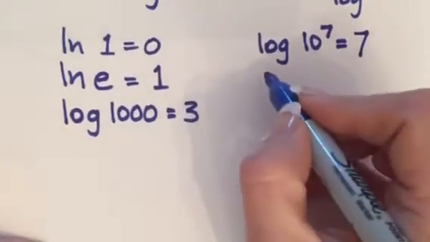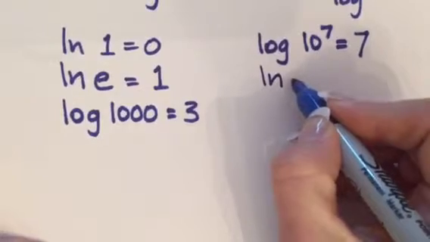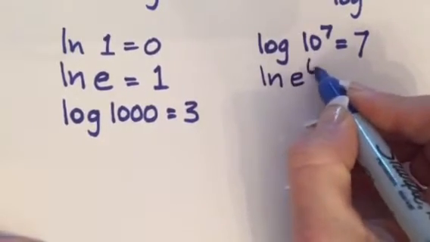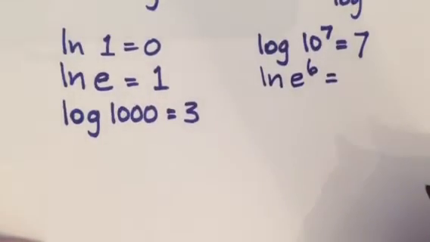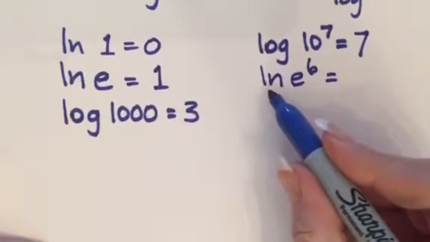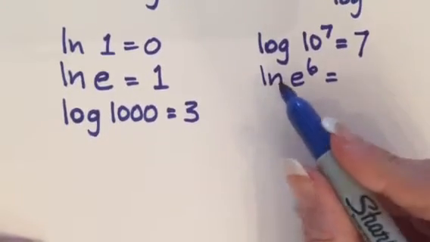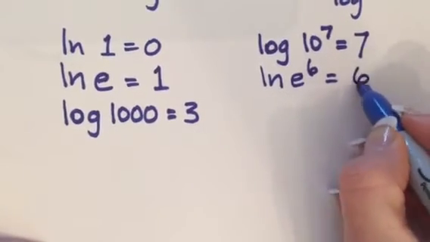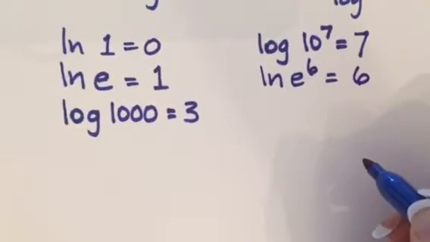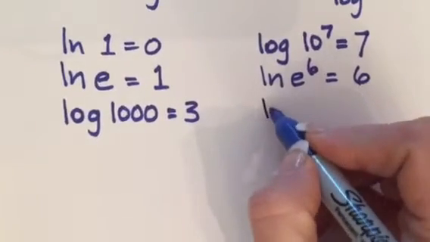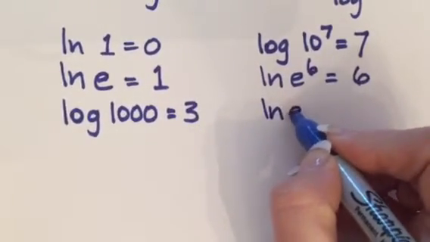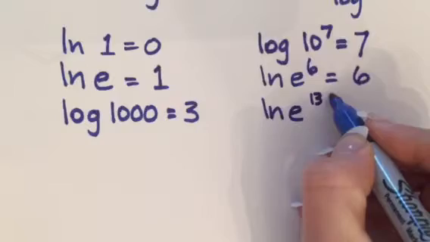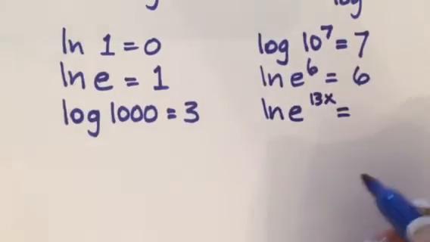How about ln of e to the 6th power? What is the base of this logarithm? It's e, right? So log base e of e to the 6th is equivalent to just 6. All right, how about this one? ln of e to the 13x. What is this equal to?